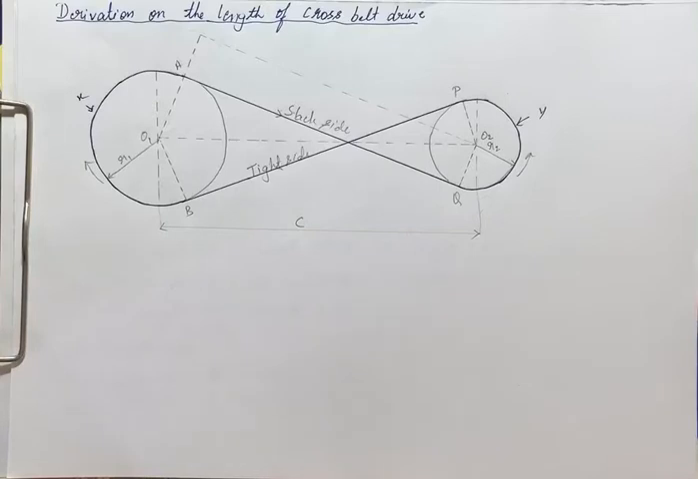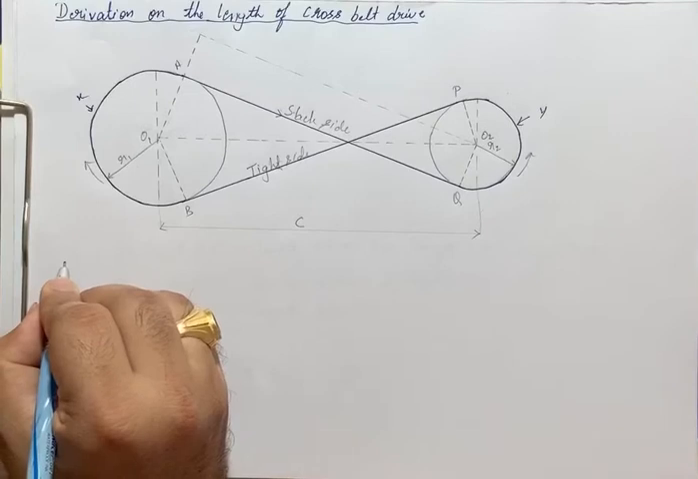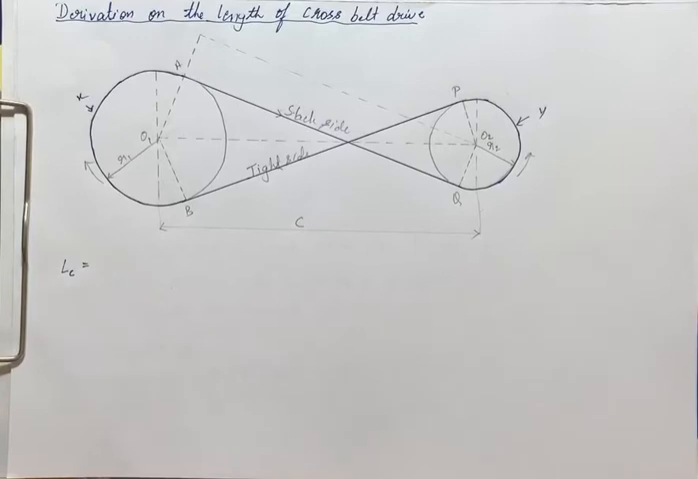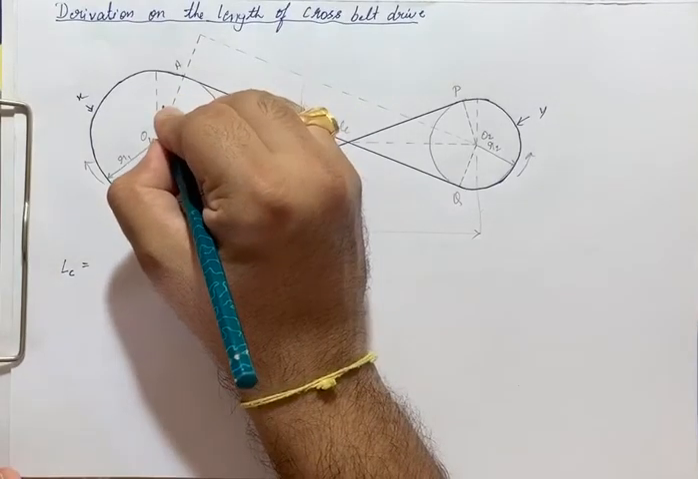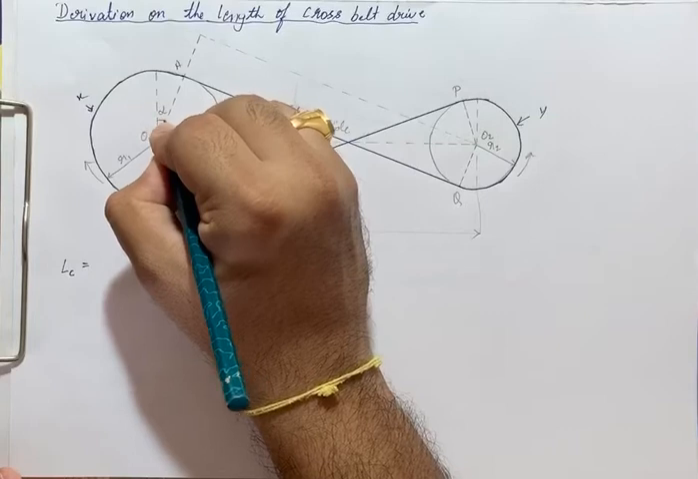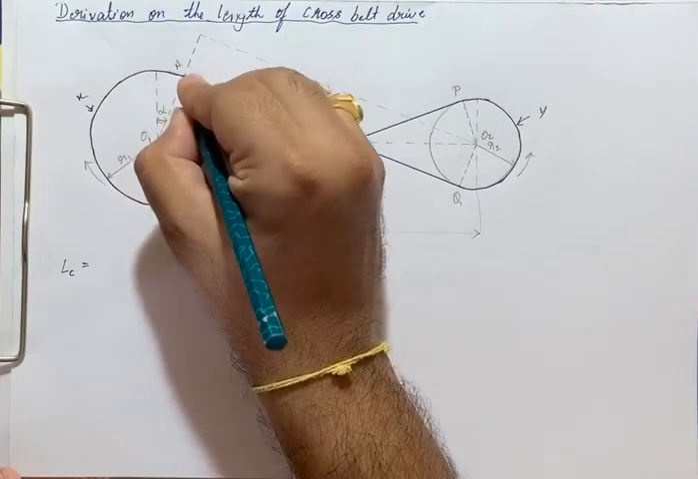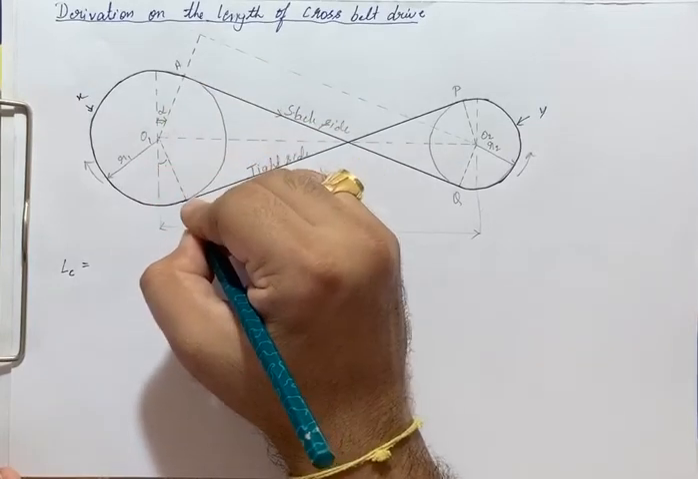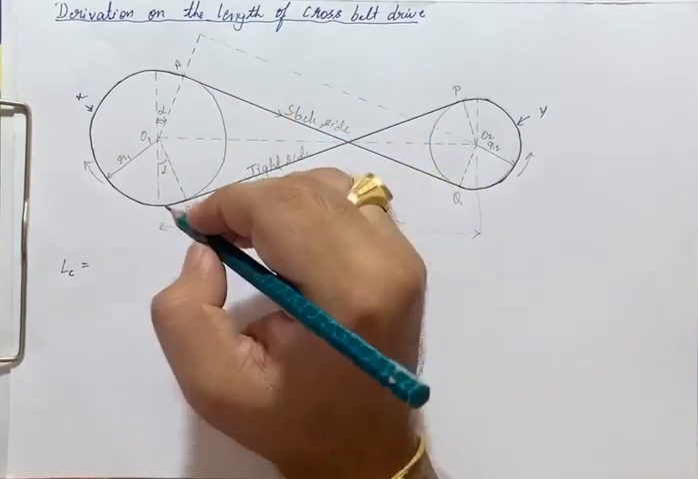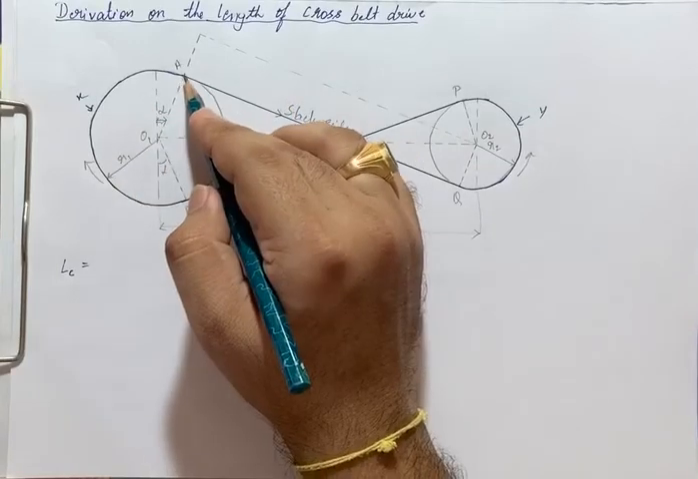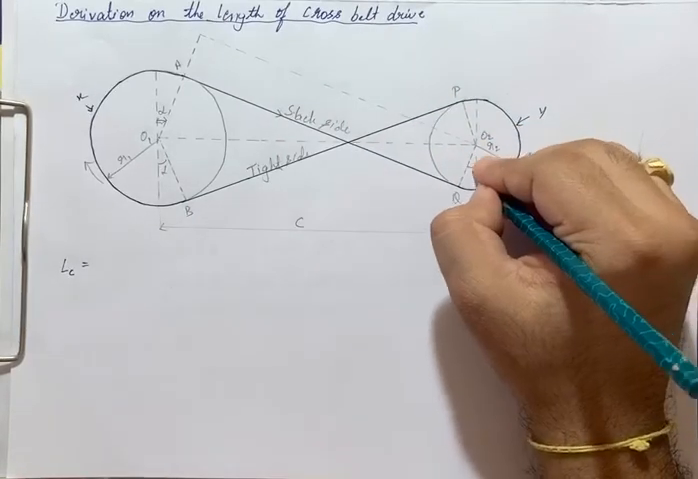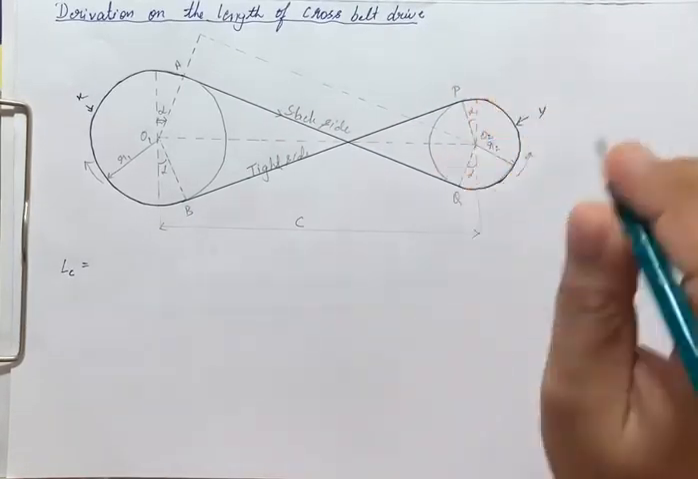Looking at this diagram, I will represent the length of a cross belt drive as LC. This is the angle of contact, called alpha. Point B is the point at which the belt starts contact with the driver pulley, and point A is the point at which the belt leaves the driver pulley. Similarly, this angle is also alpha.